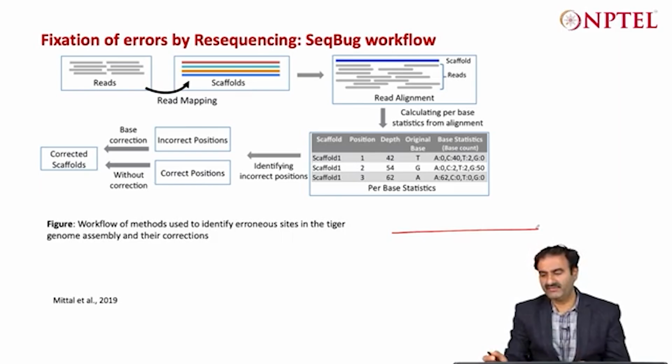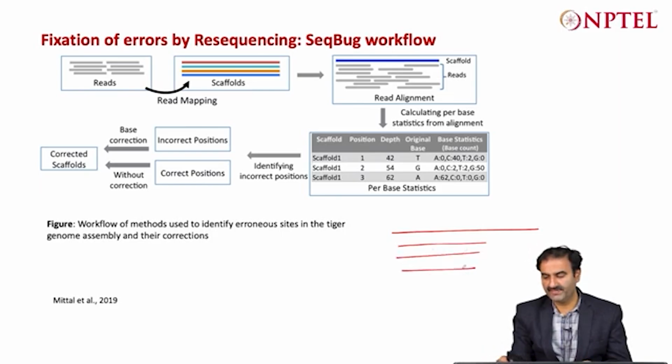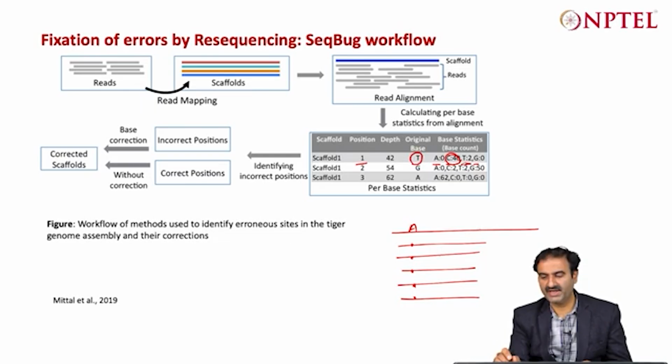Okay, so the idea is that for any given region, you will again align the reads to that region and look at what the consensus base is in those regions. So basically you can see that at position 1 it was A, C, T, G. Mostly it was C in that position, but the original base that you had called was only occurring 2 times out of 42 occurrences at that position.